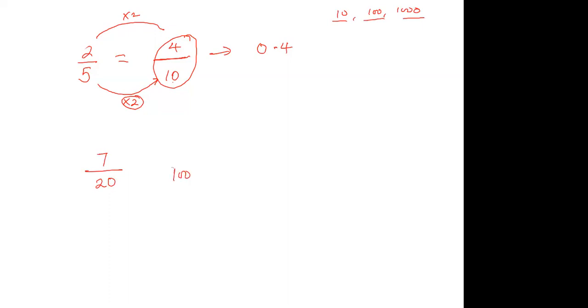What can you multiply by 20 to get to 100? It's times 5. So this one too, you do times 5 there. That gives you 35/100. That gives you 0.35. So we just want to make it similar to something like this.